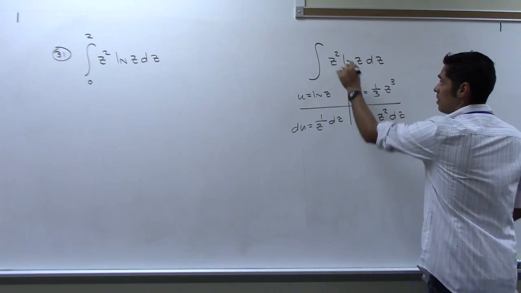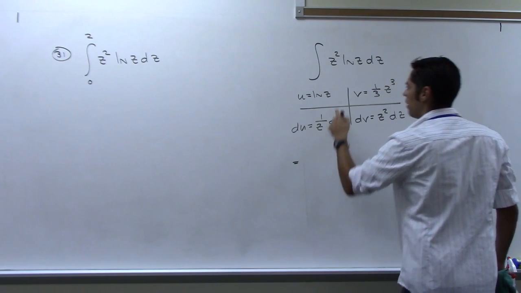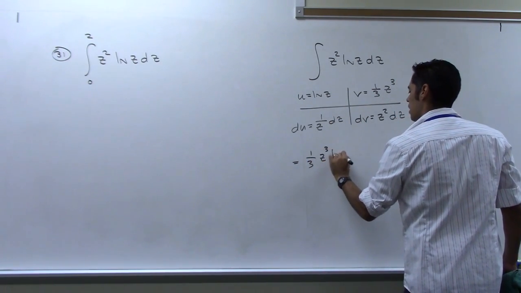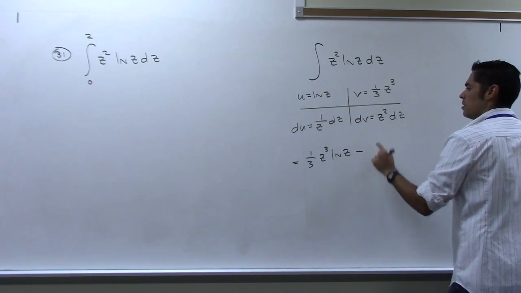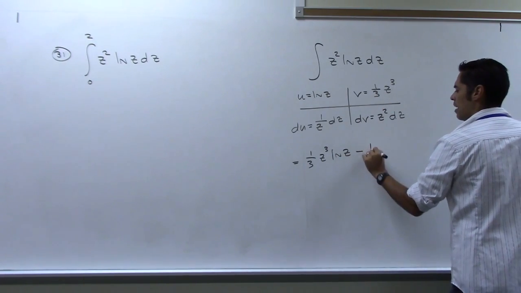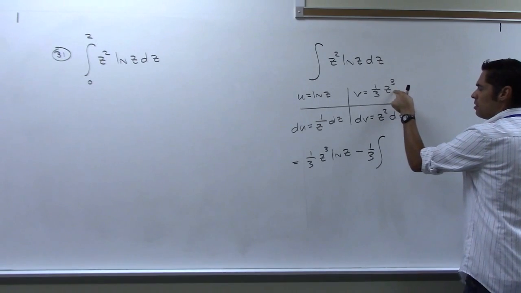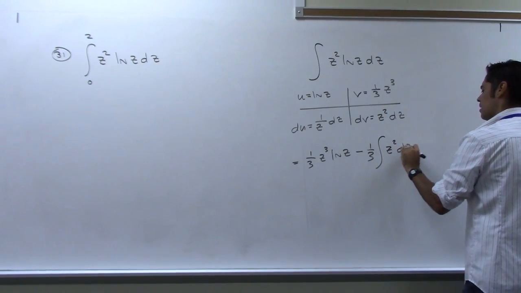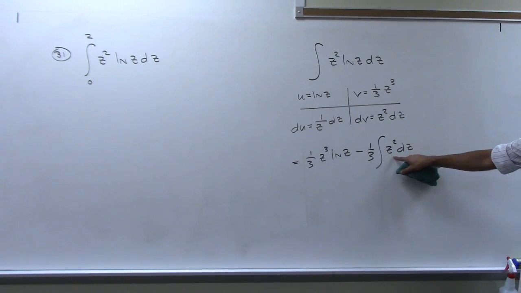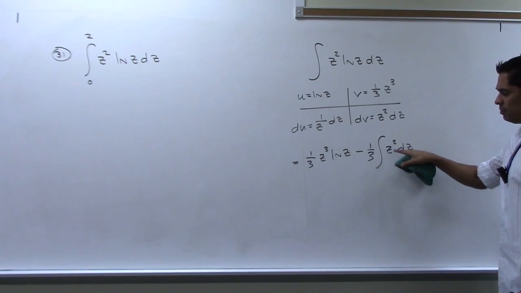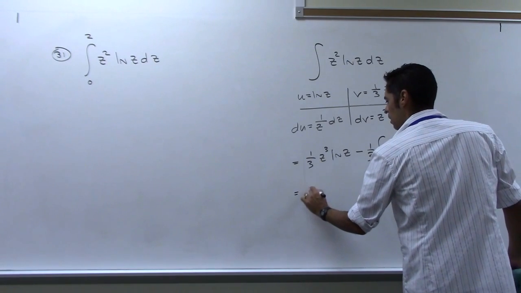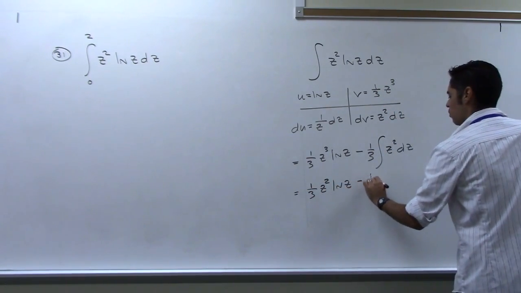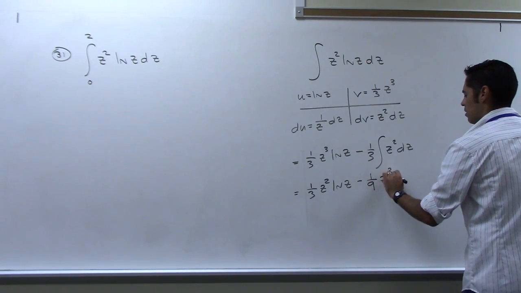And so this integral becomes this times this, 1/3 z cubed times natural log z, minus this times this, the 1/3 comes out, integral z cubed, and then 1 over z multiplied to give you just z squared dz. And then I can integrate that. That's going to give me another 1/3 z cubed times that. So 1/3 z cubed natural log z minus 1/9 z cubed.